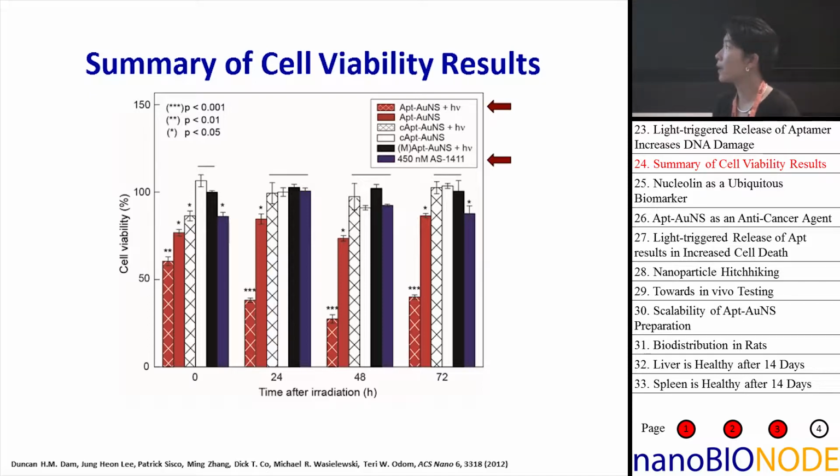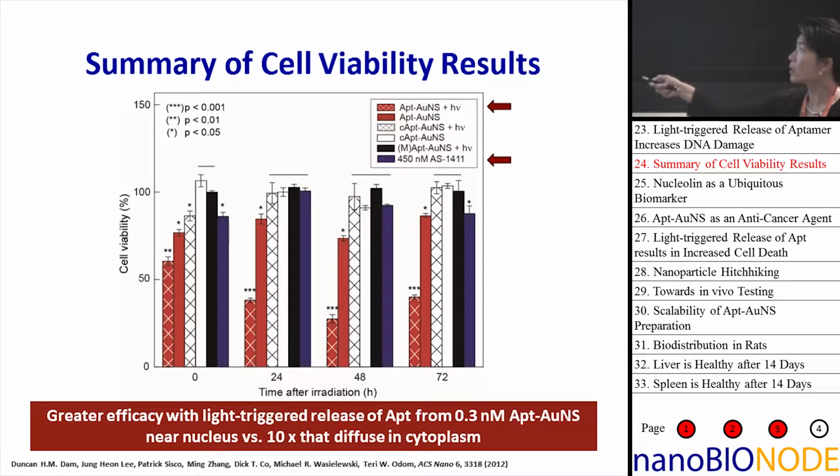But the one thing that I want to point out is these are the concentrations of the constructs that we're using, around 0.3 nanomole. And if you can release even just 20% of this near the nucleus, it's over 10 times better in terms of cell death than if it's just freely diffused. So anytime you have drugs that are freely diffused, they can always be degraded by nucleases if they're nucleic acid drugs, like siRNA or single-stranded DNA.